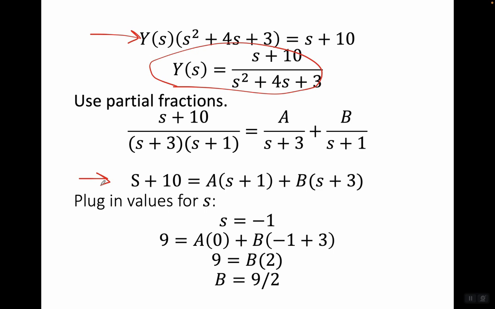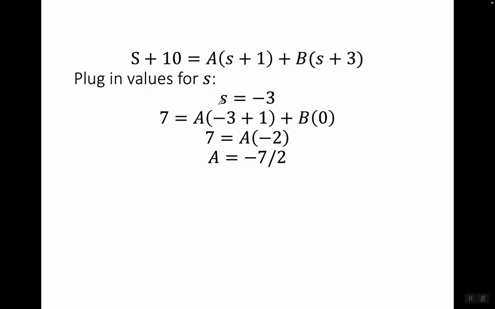So let's plug in strategic values for s, like s equals negative 1. When we do that, then s plus 1 is just 0. So we get 9 equals A times 0 plus B times (negative 1 plus 3). In other words, 9 equals B times 2, so B equals 9 halves. In the same way, let's plug in s equals negative 3 to find out what A is. We do that because then this factor is just 0. So we end up with 7. In other words, negative 3 plus 10 equals A times (negative 3 plus 1) plus B times 0. We have 7 equals A times negative 2, so A equals negative 7 halves.